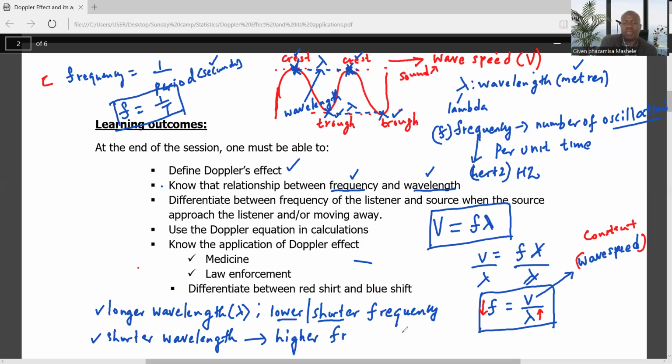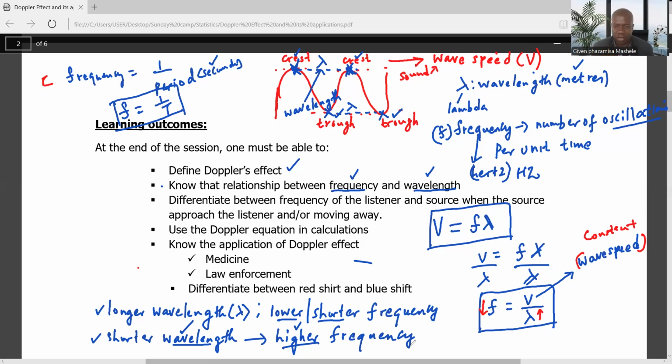It means we say they are inversely proportional. The shorter the wavelength, the higher the frequency or the higher the pitch of sound. So it's very important to know the relationship between the frequency and the wavelength. They are inversely proportional, which means an increase in one variable will result in a decrease in the other variable, or a decrease in one variable will result in an increase in the other variable. I believe you are following.